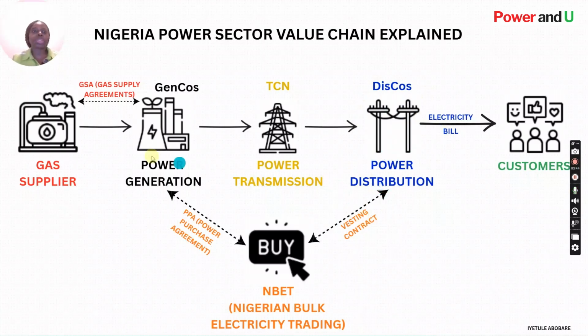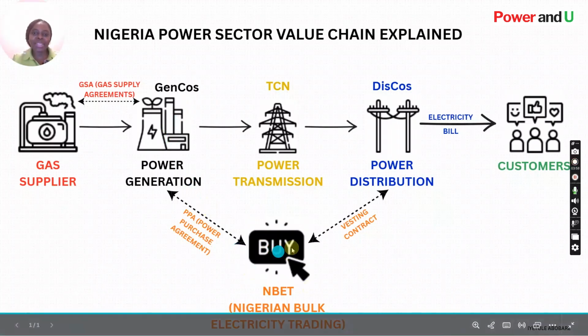Now, if you look at it, when the gas supplier sells the gas to the power generating company, and the power generating company has used that gas to produce power, they sell it to NBET.